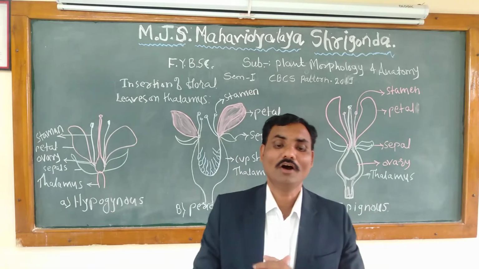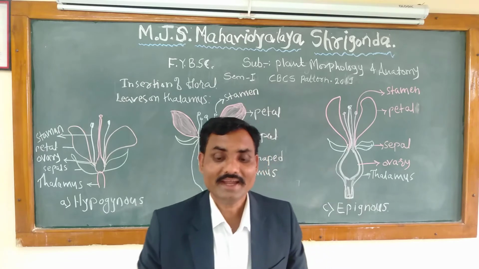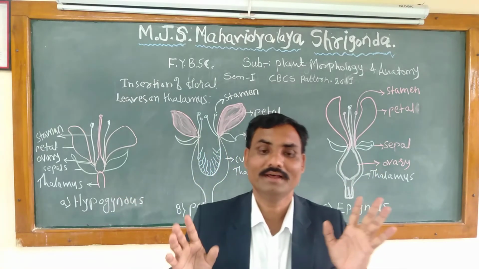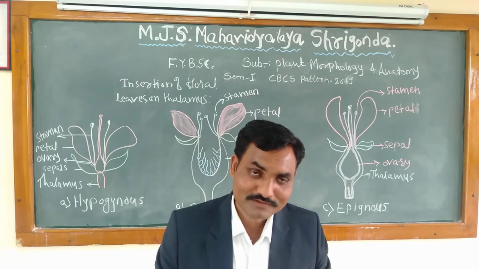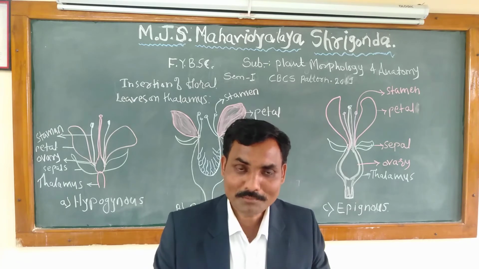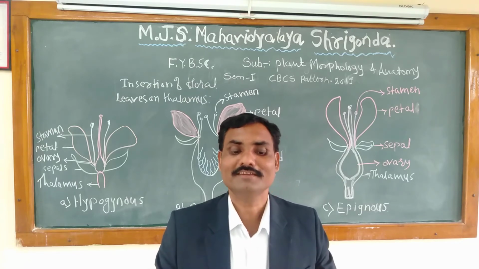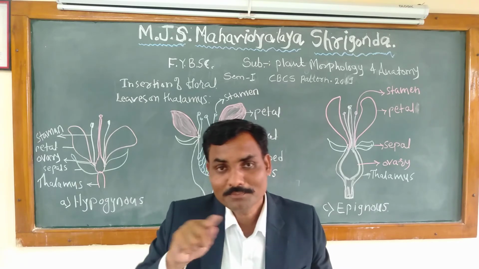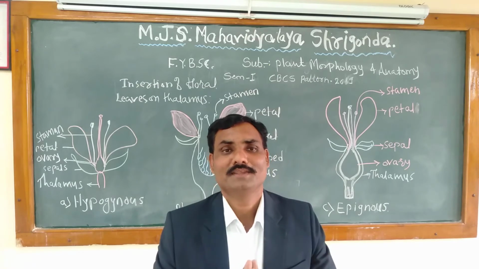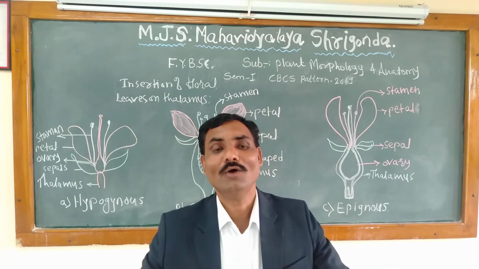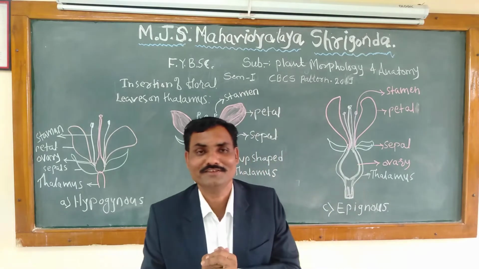Then, on the basis of number, shape, size and arrangement of floral leaves in a flower determines its symmetry. How do we determine the symmetry? Number of floral whorls: how many sepals, how many petals, how many androecium, how many gynoecium, that is the number. Then about shape, which shape of the corolla is there, which shape of the sepal is there, which type of androecium is there, that is called shape. Then about size, how big the floral members are, and how they are arranged, that is the symmetry.